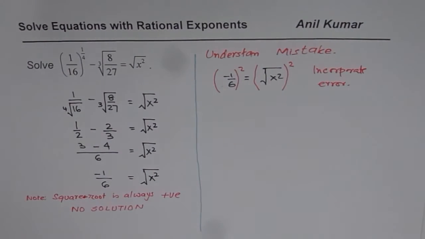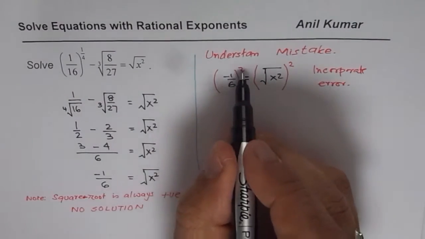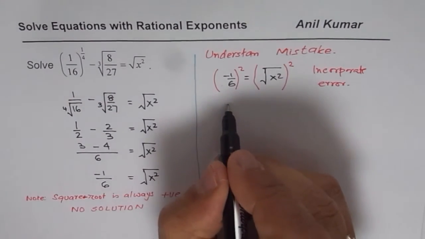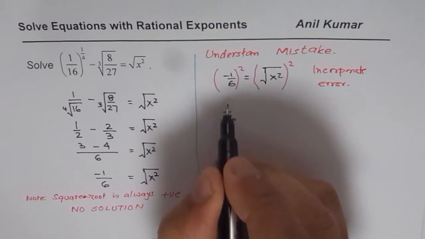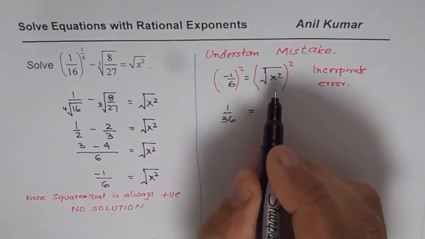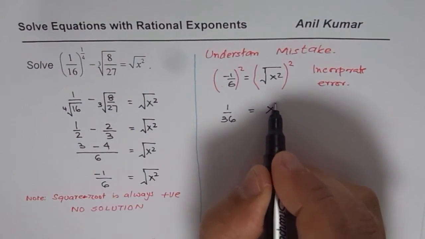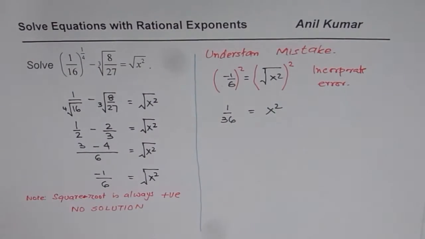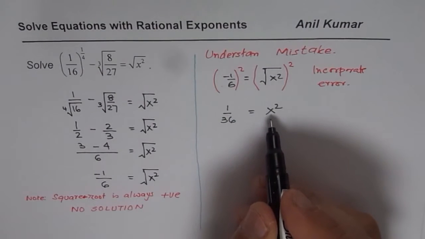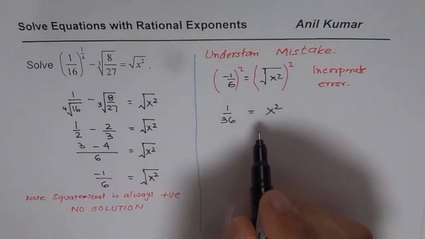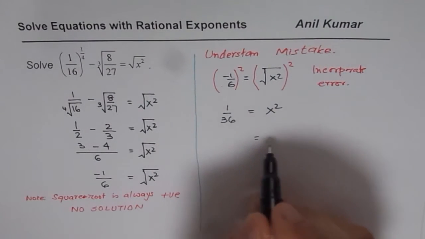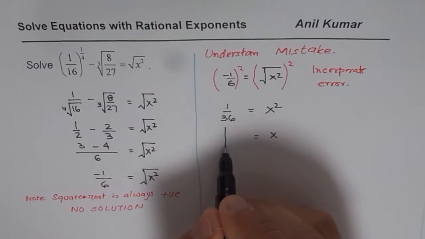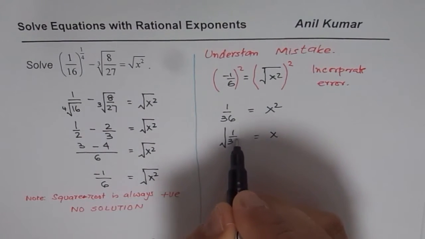See what happens. When you continue with this solution, squaring makes negative positive, so you get 1 over 36, which is 6 squared. And on the right side, you get x squared, because the square root and square cancel out. Now once you get x squared, then to find the solution, use square root. You say x equals square root of 1 over 36.